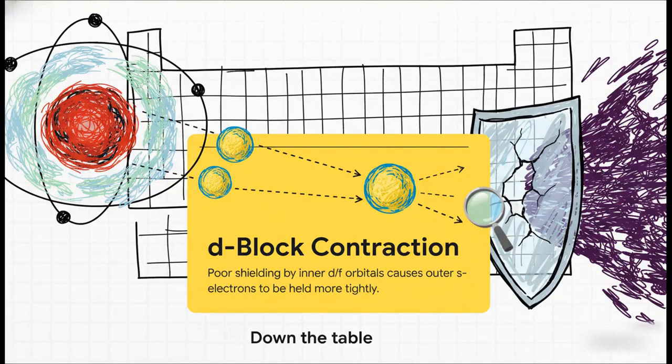So the effect actually starts deep inside the atom. As we go down the periodic table into the lower periods, we have to start filling up these inner d and f orbitals. Now, these orbitals are really diffuse and spread out, which means they do a terrible job of shielding the outer electrons from the massive positive pull of the nucleus. It's like trying to block a hurricane with a piece of paper. It just doesn't work.